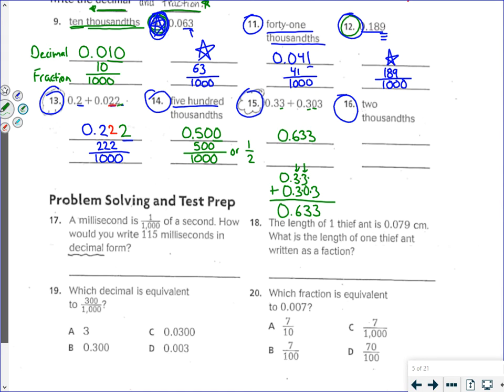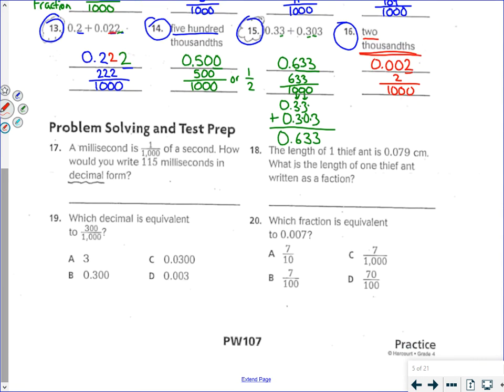Now, our fraction, 633 over 1,000. Okay, so now 2 thousandths, just 2, right? So we go 0.0 in the tenths, 0 in the hundredths, and 2 in the thousandths. 2 thousandths, because it ends in the thousandths. Okay, almost done here.